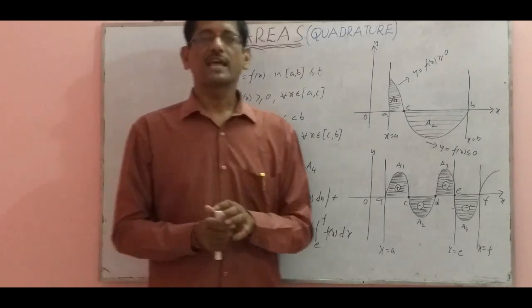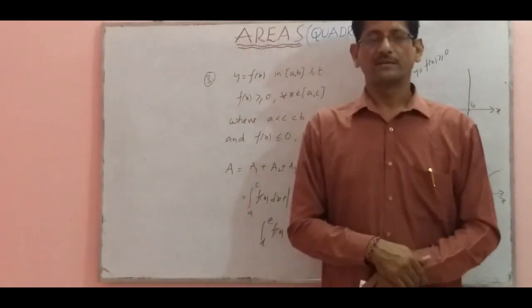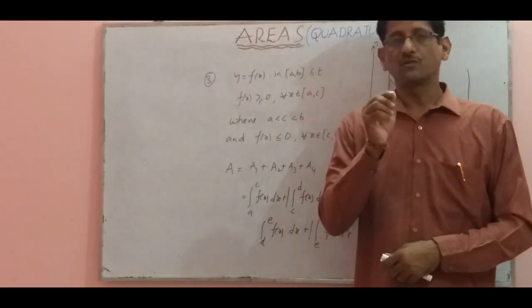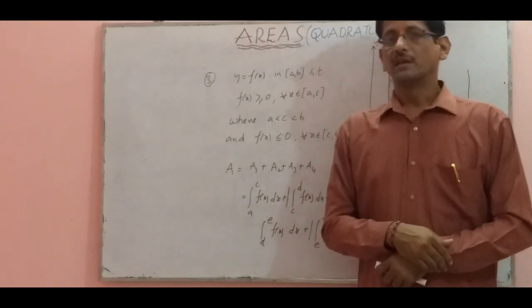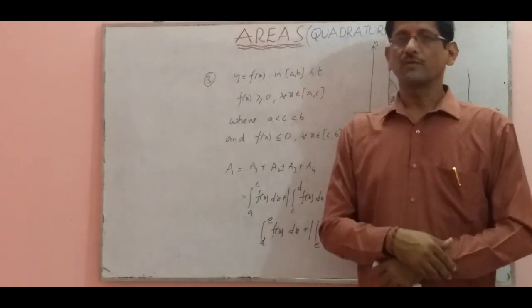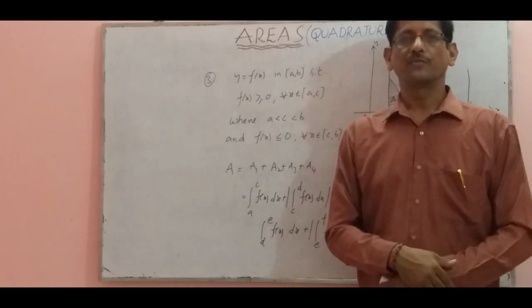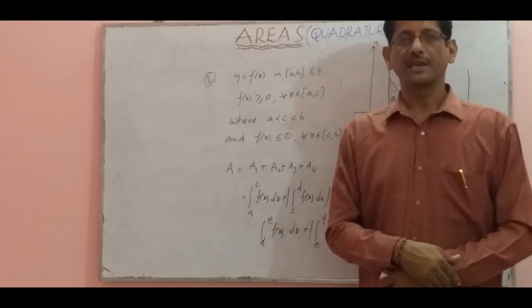So in this class 3 points are covered. Okay, what is the first point? F of x, the curve y is equal to f of x is a continuous curve in the closed interval a comma b, and f of x greater than 0 for all x belongs to closed interval a comma b.